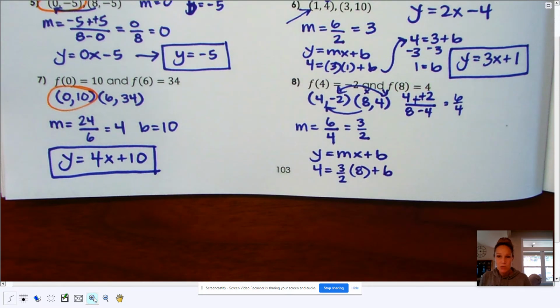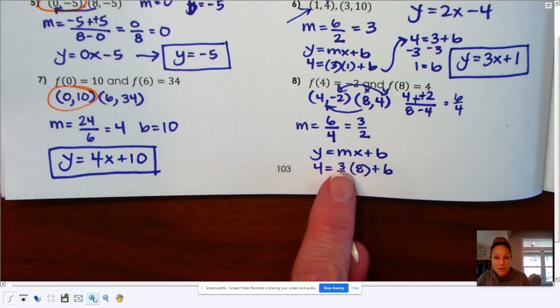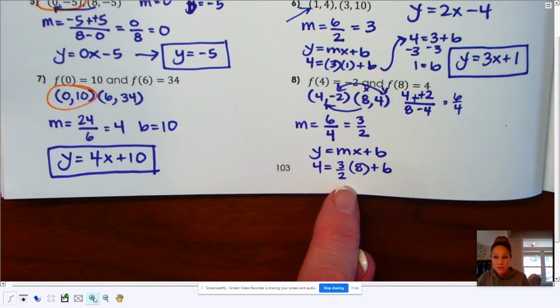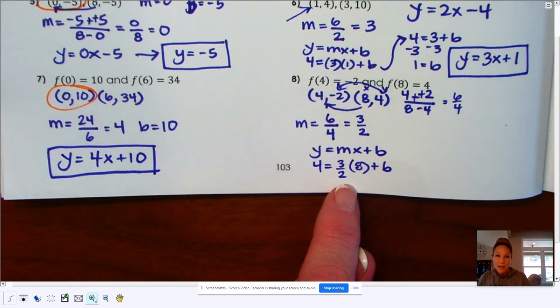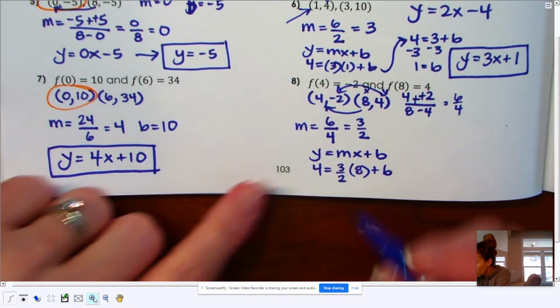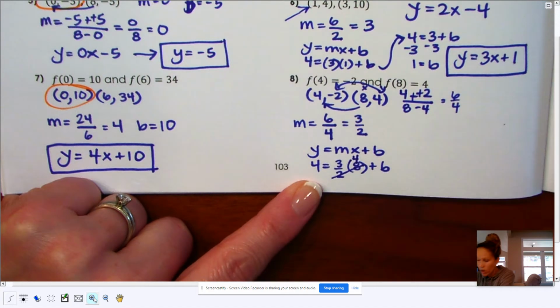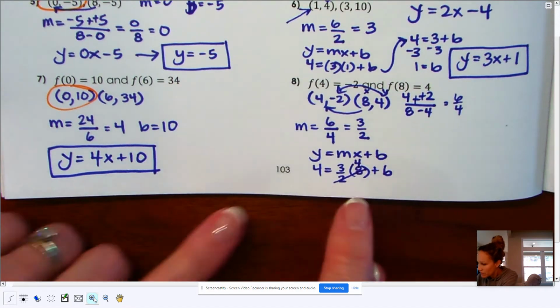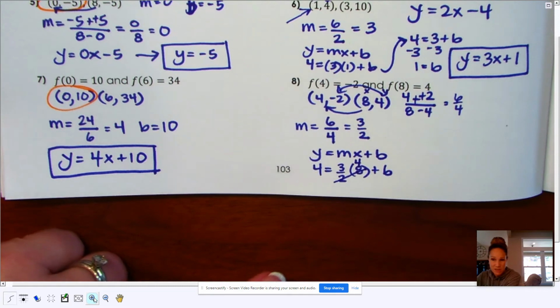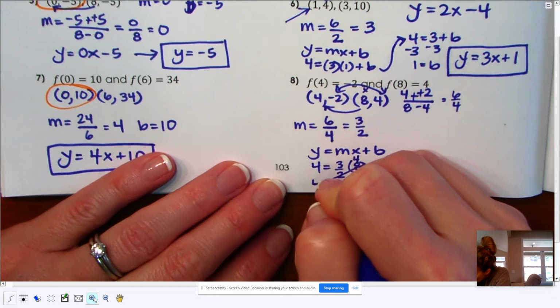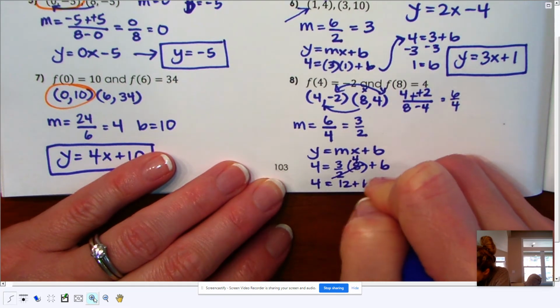So here's my secret shortcut for multiplying by fractions. The number in the top means times, the number in the bottom means divide by. So I like to do the divide by first, and you could do it in either order, but the divide by first will make your number smaller. So if I go 8 divided by 2, the answer that I get is 4. Okay, now all I have to do is go 3 times 4, which is easy, right? So 4 is equal to 12 plus b.